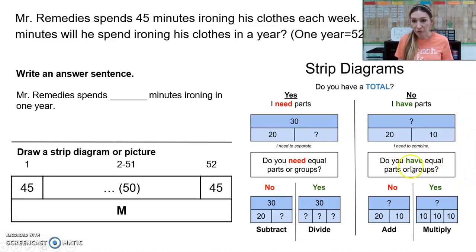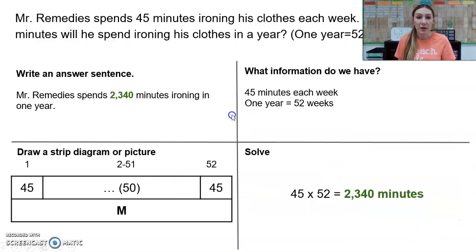So let's ask ourselves, do we have equal parts or groups? Yes, all of my parts have 45 minutes in them. So that means I'm going to be multiplying. So now we can write our equation. I'm going to multiply 45 minutes times 52 weeks gives me a total, a product of 2,340 minutes. And I can rewrite my answer in my answer sentence. So it reads, Mr. Remedies spends 2,340 minutes ironing in 1 year.